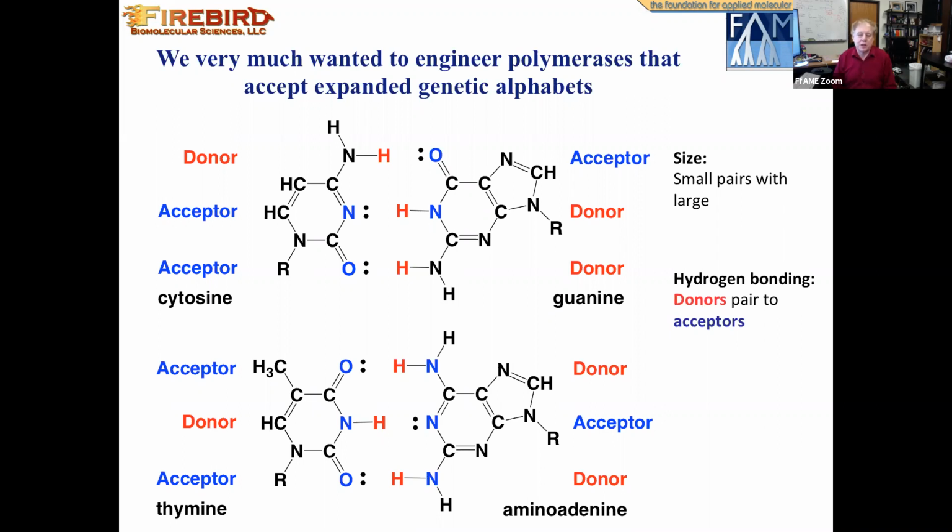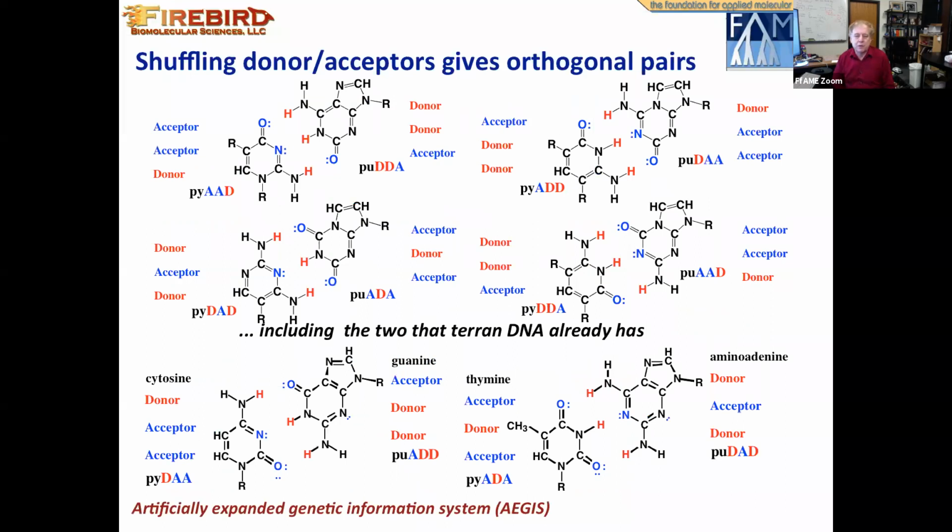So I now use this as a natural way of showing complete Watson-Crick pairing. So there is an acceptor, donor, acceptor thymine pairing with a donor, acceptor, donor on aminoadenine. But a number of years ago, we figured out that if you shuffle the hydrogen bonding donors and acceptors, you can get orthogonal pairs which have different patterns of hydrogen bonding.